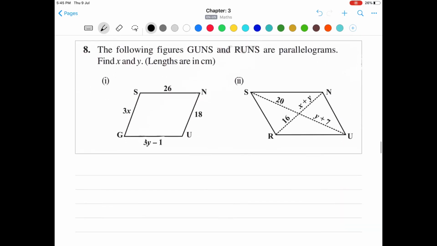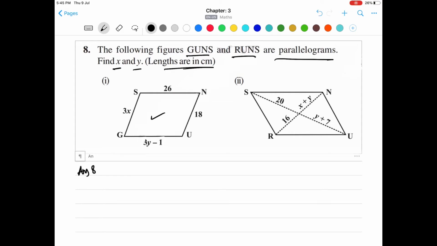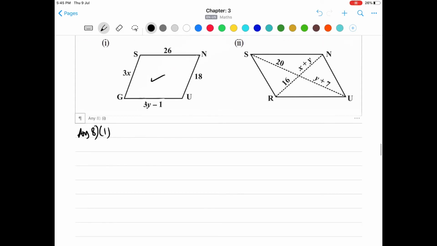Now moving to the next question, question number 8. It says the following figures GUNS and RUNS are parallelograms. Find the value of x and y. Lengths are in centimeters. So we have these two parallelograms in which we have to find the value of x and y. Let's start with part 1. This is answer number 8, part 1. We have this figure.